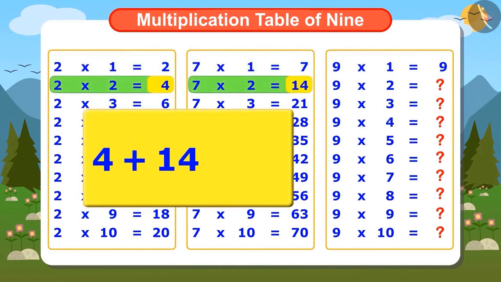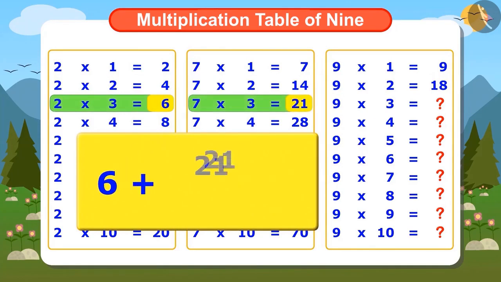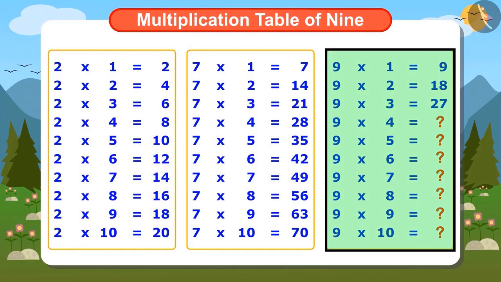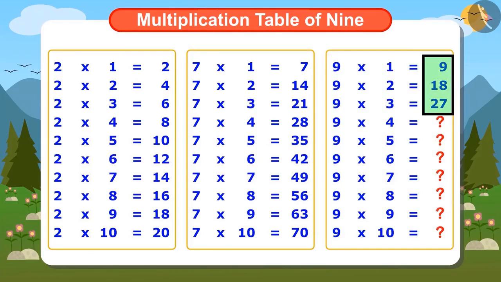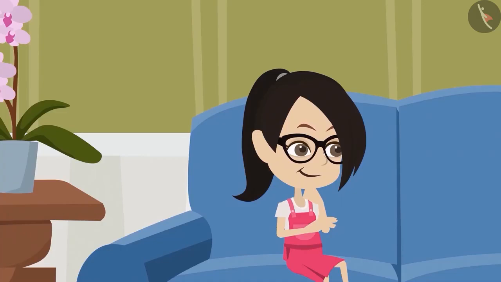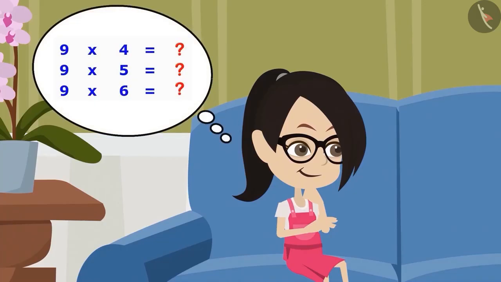By adding 4 and 14, we get 18. After adding 6 and 21, we get 27. Vandana has found out the initial 3 answers of the table of 9. You can stop this video and try to find the next 3 numbers. Now let us see how Vandana finds out the next 3 numbers.